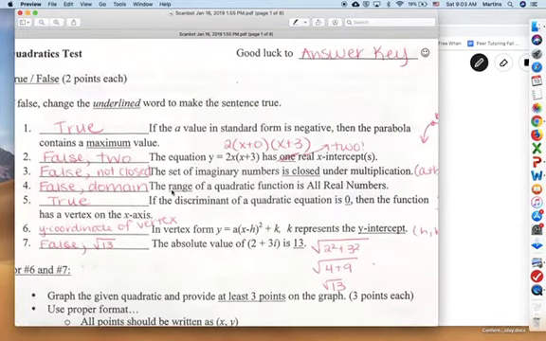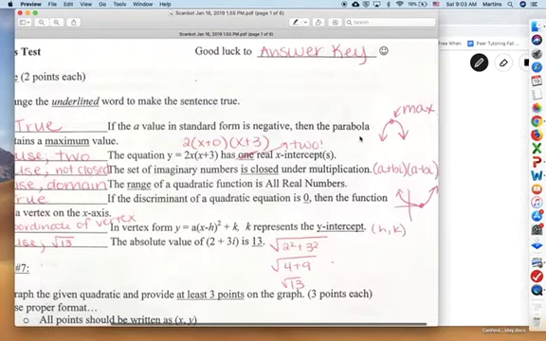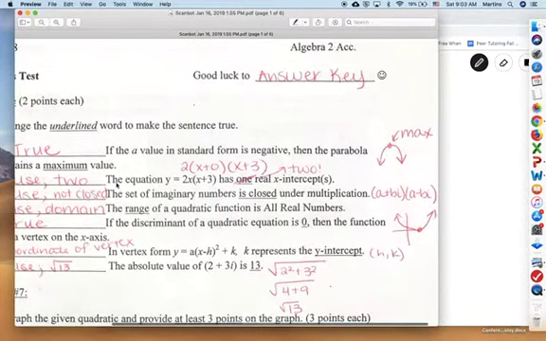It says if the a value in standard form is negative, then the parabola contains a maximum value. Well, if a is negative, that means it opens down, and if it opens down, there's going to be a maximum. Okay, so there's the logic behind that one, so that's true. Okay, next question, number 2.